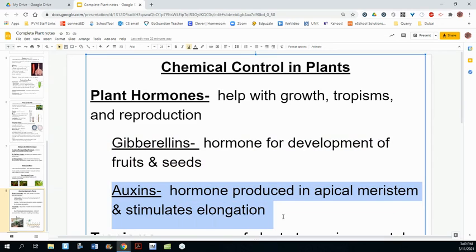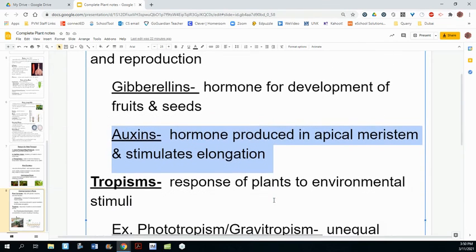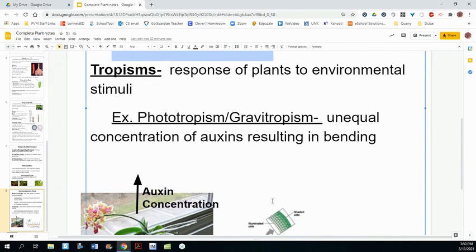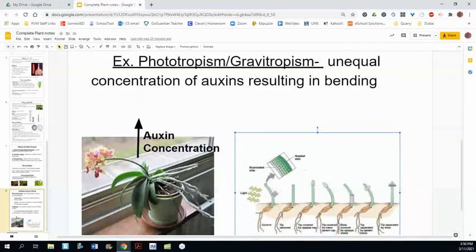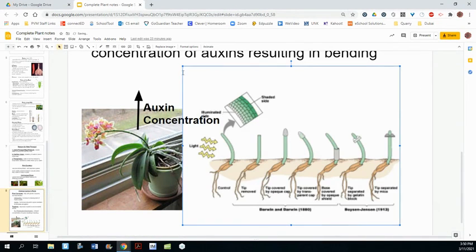Also, auxins are a hormone that's produced in the apical meristem. We mentioned that at the tips of roots and the tips of the growth areas on the stem. This is where the most growth occurs. This also allows plants to grow in a specific direction, which is what tropisms are. There are a couple different varieties. There's phototropism, which is how plants grow towards sunlight. And there's a great image of how this happens in this diagram here.